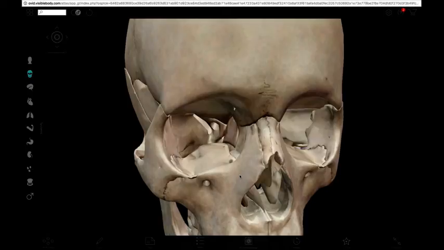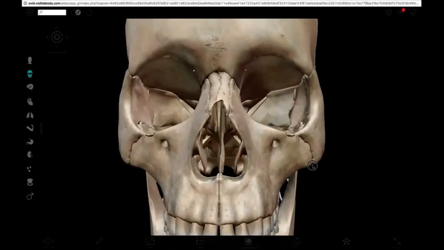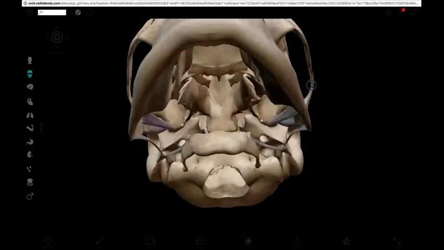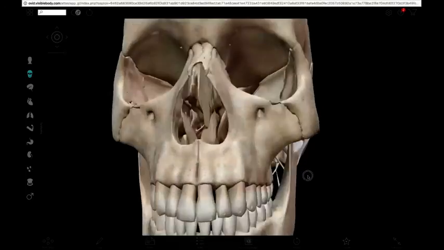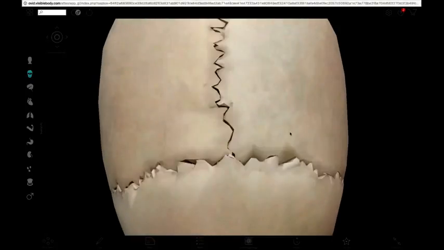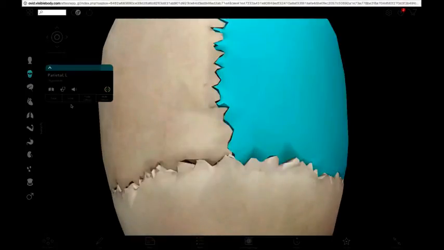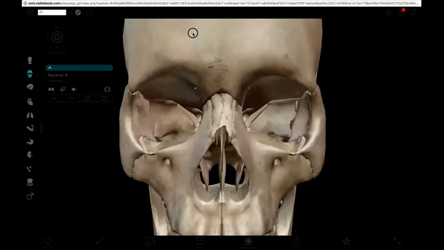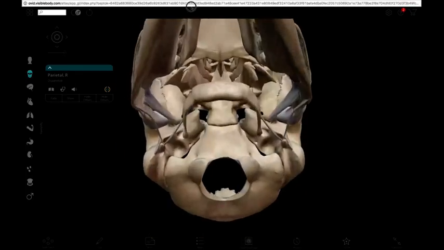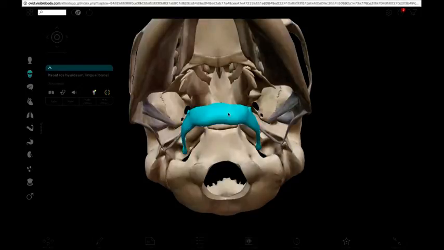Okay, so we've seen that. I do want to take a minute and look at the inferior aspect of the skull. And we want to look at some of the foramen that are around here. To do this, I'm going to pull off the parietal bones here. Now we're going to have the ability, when we turn this around, to see some holes or foramen in the bottom of the skull.